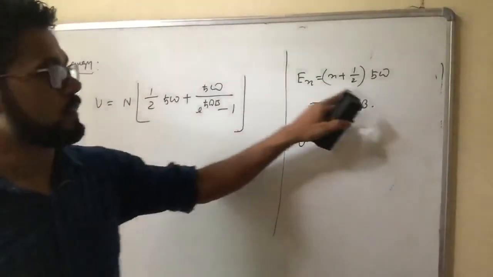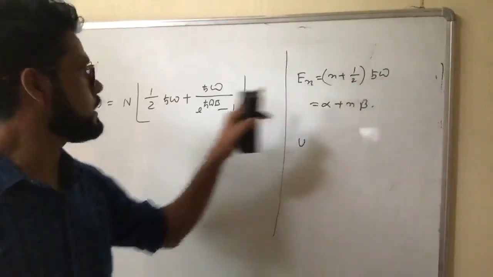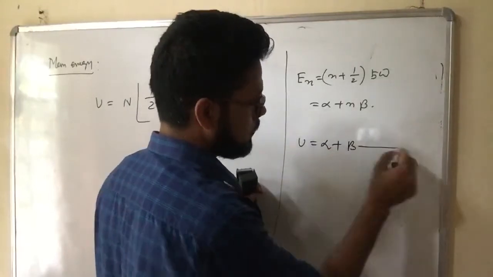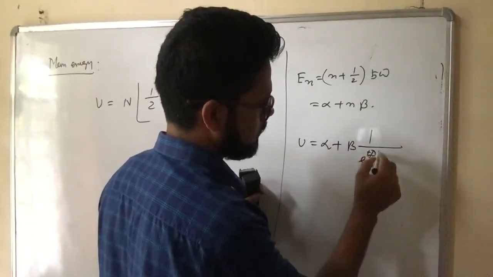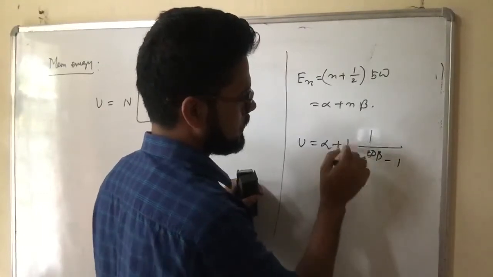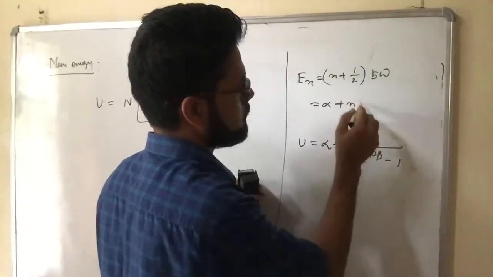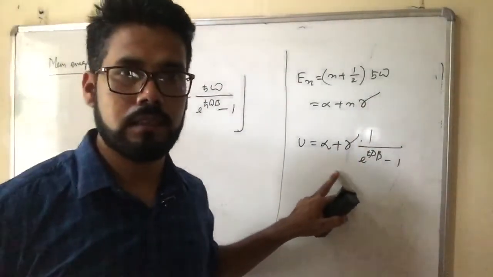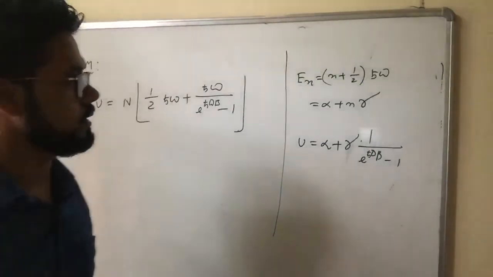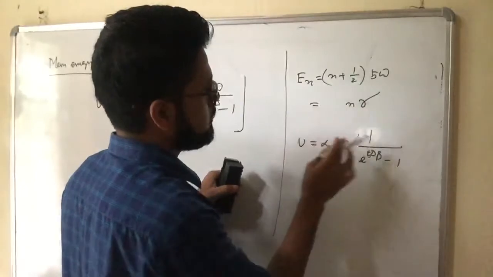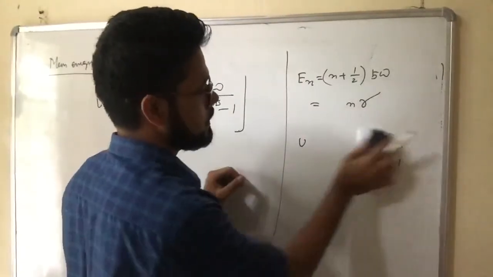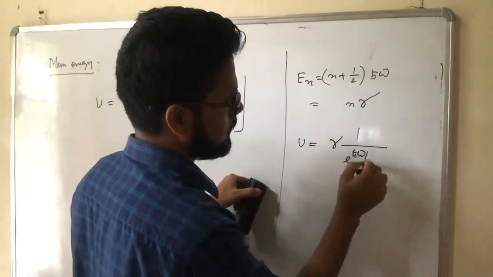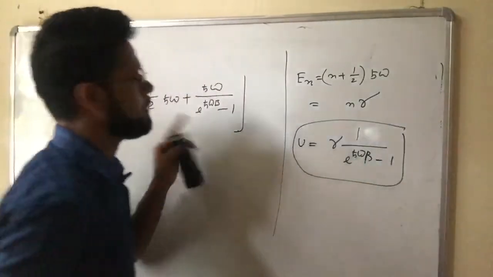So the first term, whatever half h cos omega is represented by alpha, so the mean energy will be alpha, and the second term will be beta into h cos omega beta minus 1. This beta is a constant, or you can transform to another form, gamma. This is the energy expression, remember. And if the alpha part is not there, if the energy expression is n gamma, then the mean energy is gamma, and 1 by e to the power h cos omega beta minus 1. Just remember this expression.